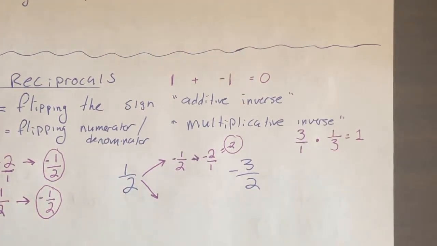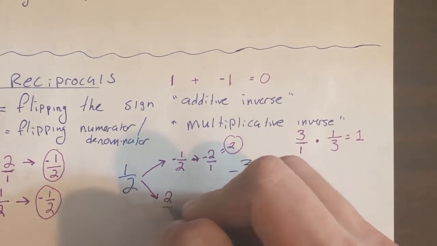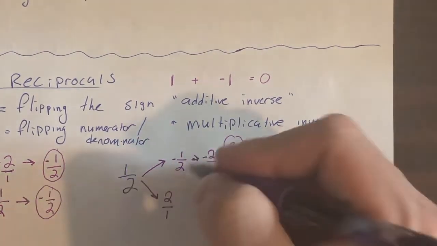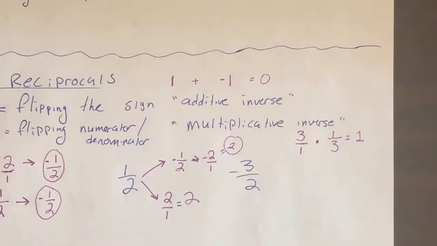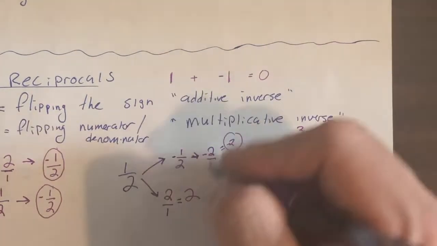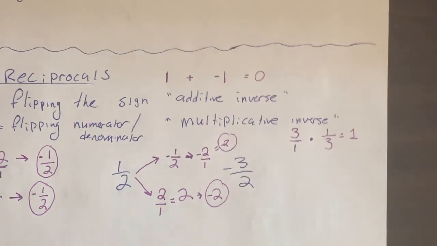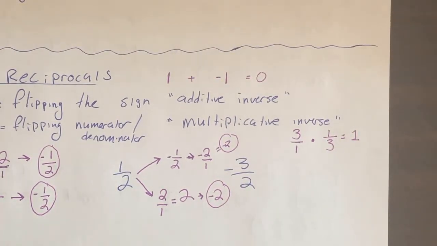Okay, alternatively, I could start by getting the reciprocal. So I could start by flipping the 1 over 2 to get a 2 over 1, which is the same thing as 2. And then I could go and find the opposite, which is negative 2. Okay, so two different ways you could do this one.